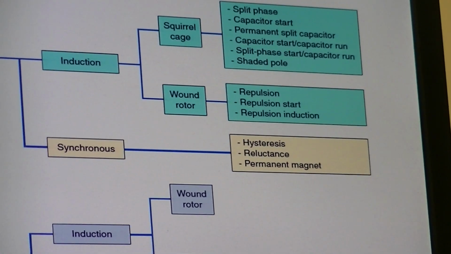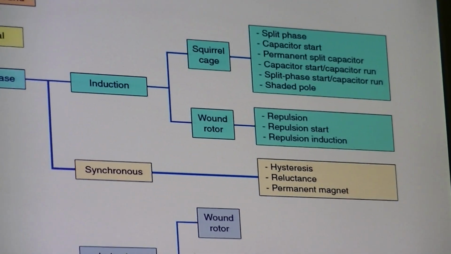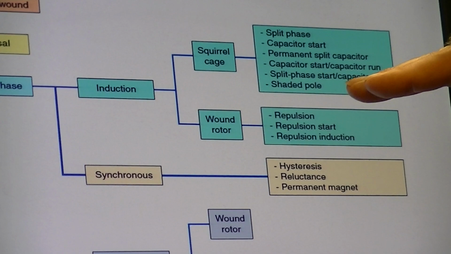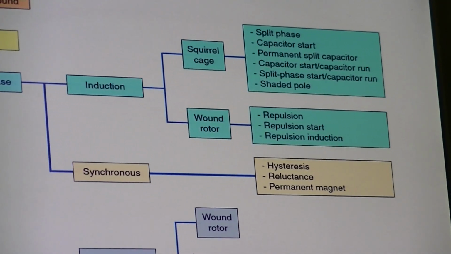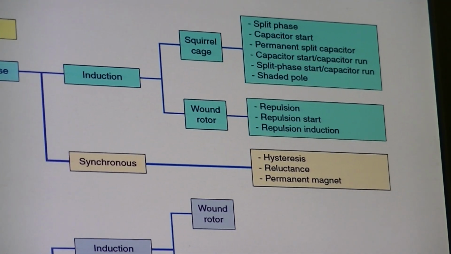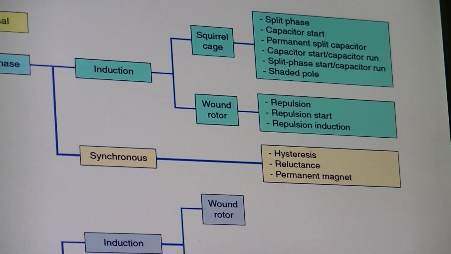Now, under induction, I'm seeing squirrel cage. No, they're not really talking about a squirrel in a cage, right? No, but it looks a lot like a squirrel cage, so that's why they give it that name. Okay, and you can see that there's a number of different varieties up there. Split phase is probably number 2, capacitor start for single phase motors. And again, we're going to talk about it a little bit.